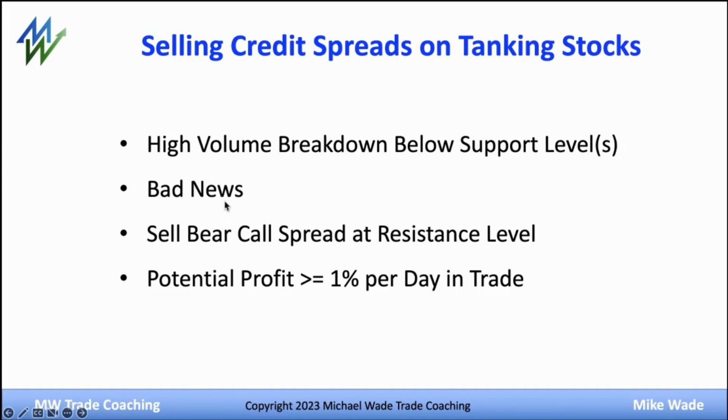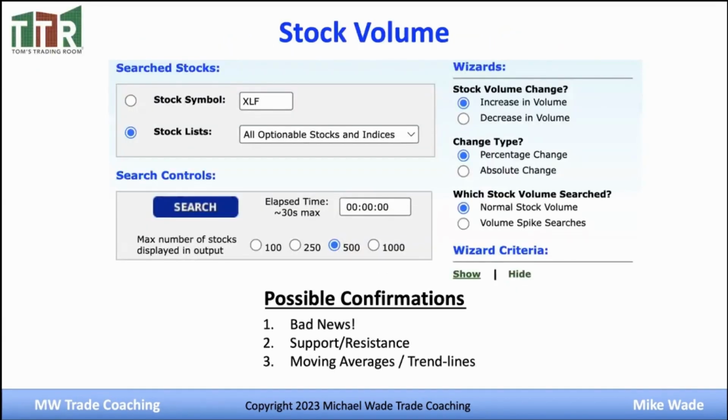We have it. And then to sell bear call spreads at a resistance level and get at least 1% per day in the trade. The number of days in the trade is the number of days before expiration. So 1% per day in the trade. One place you could start, although volume is everywhere right now, is you can actually find high volume stocks right within Tom's tools by going to a ranker. I'll show it to you in a minute.